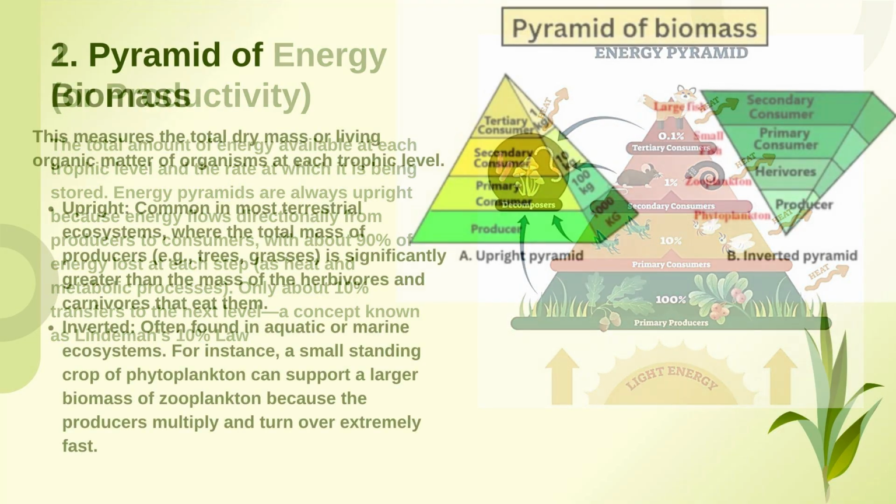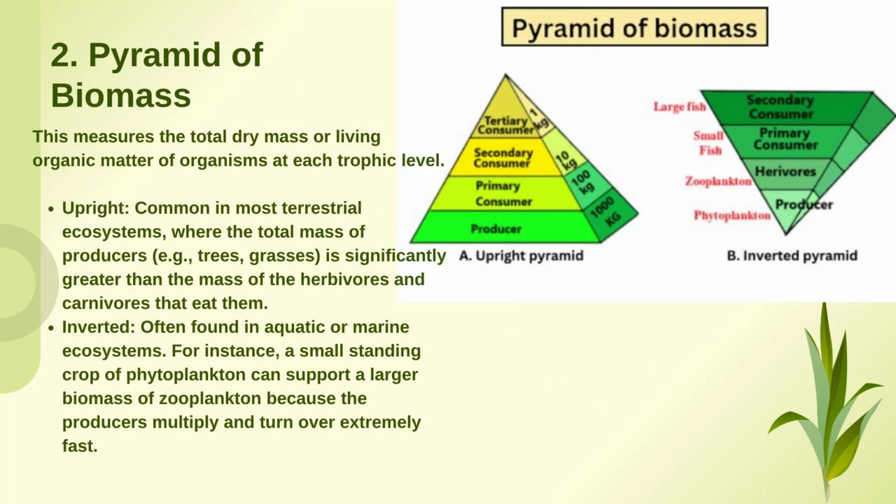Next comes pyramid of biomass. This measures total dry mass or the living organic matter of organisms at each trophic level. So this can be both inverted and upright. The upright one is common in most terrestrial ecosystems, where the total mass of producers is significantly greater than the mass of herbivores or carnivores that can eat them. In inverted, often we find it in aquatic or marine ecosystems. We find this inverted pyramid there in aquatic or marine ecosystems.